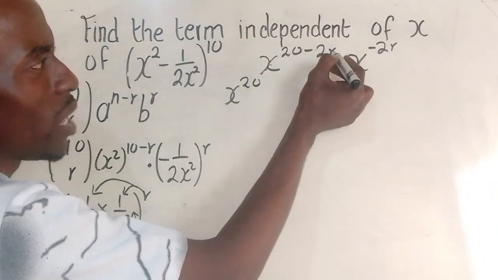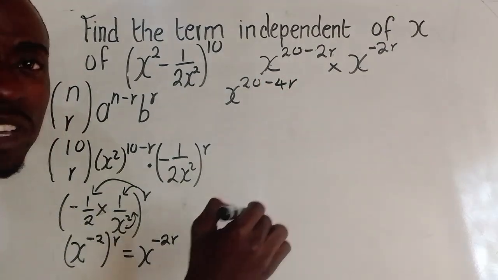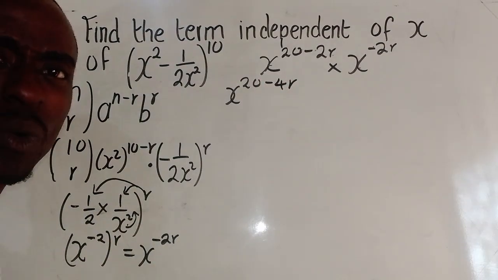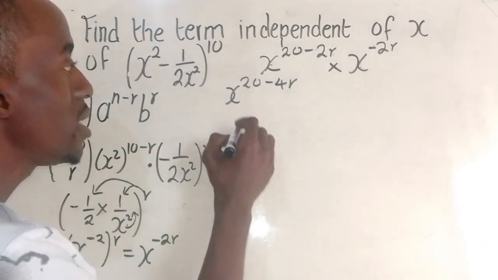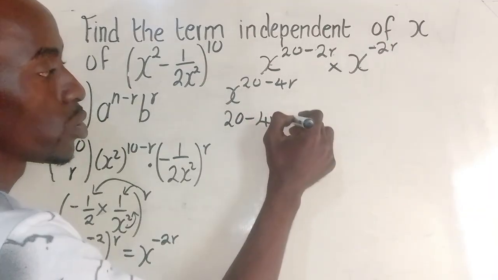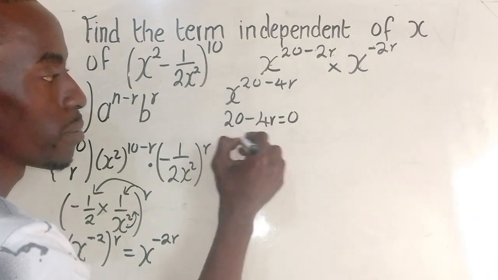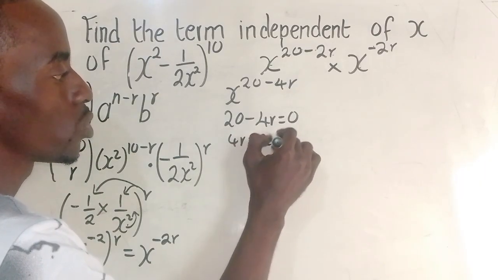So negative 2r times negative 2r is going to give me negative 4r. Have you seen it? Yes. So now, whenever they say independent, you're supposed to equate to 0. Meaning you get this: 20 minus 4r equal to 0. So it's supposed to be now 4r equal to 20.